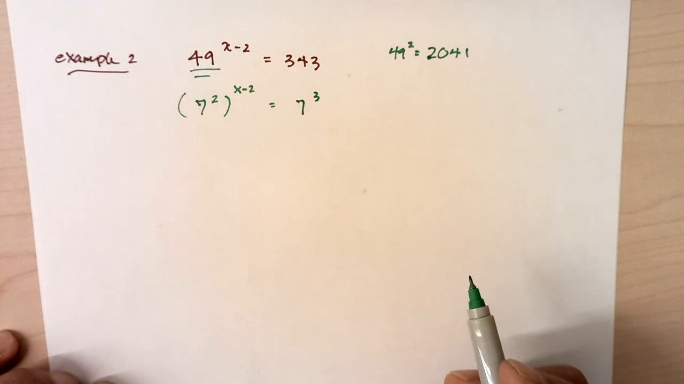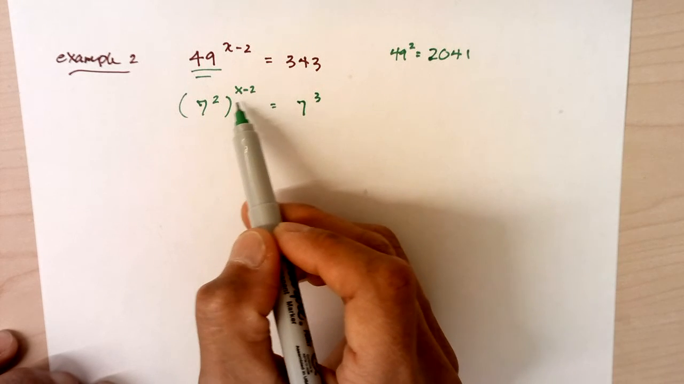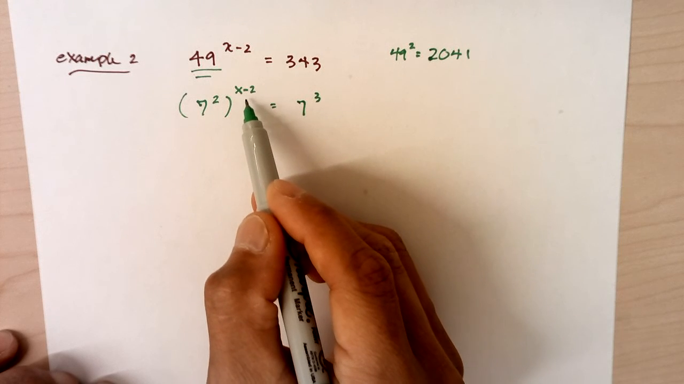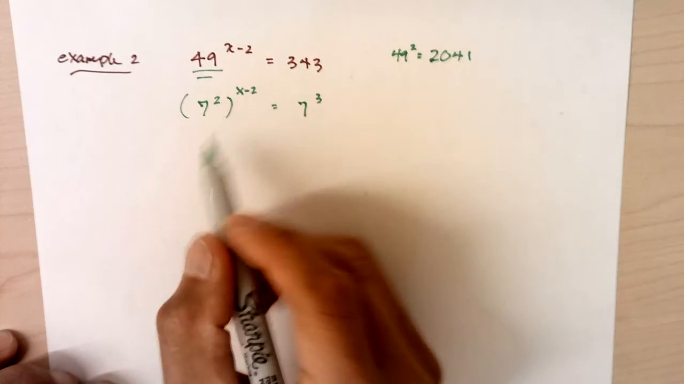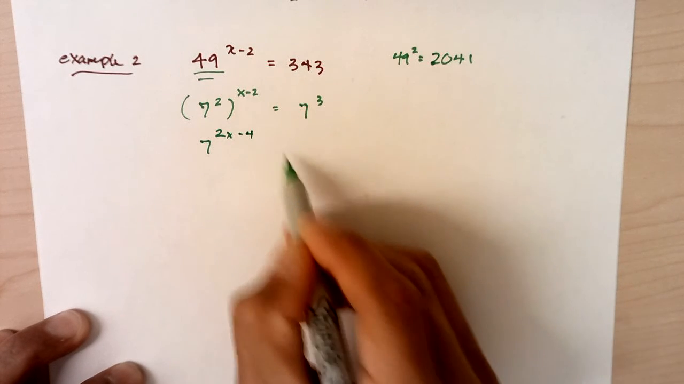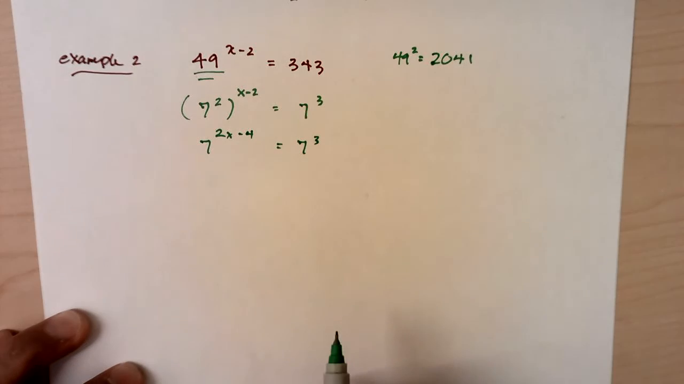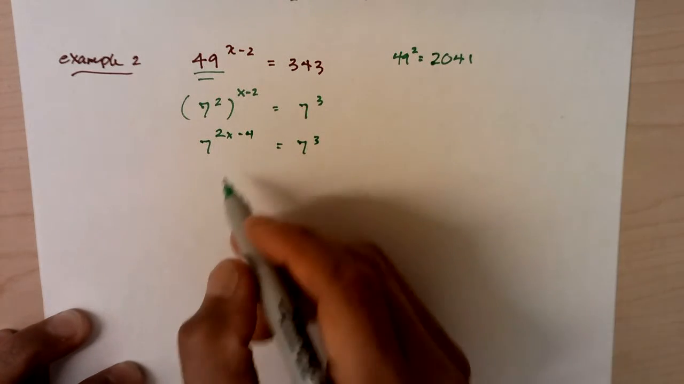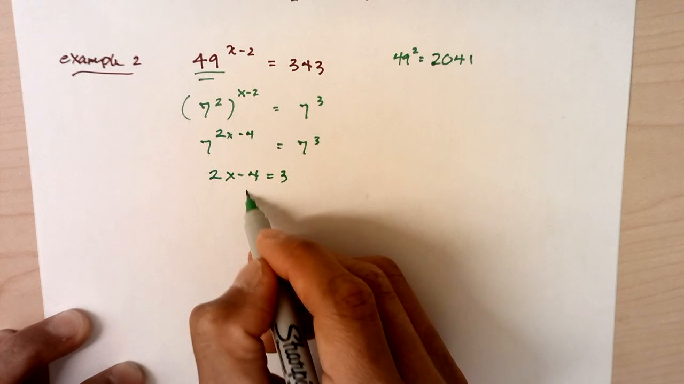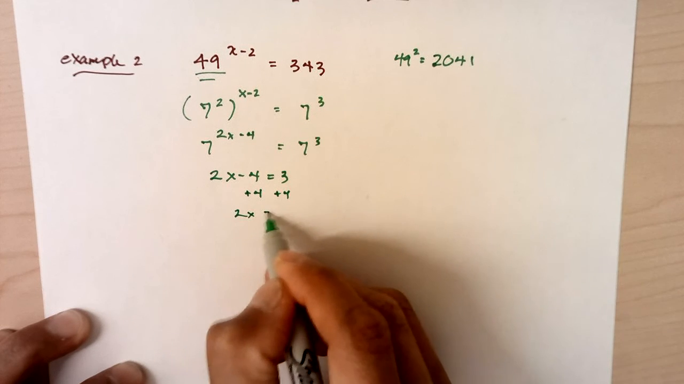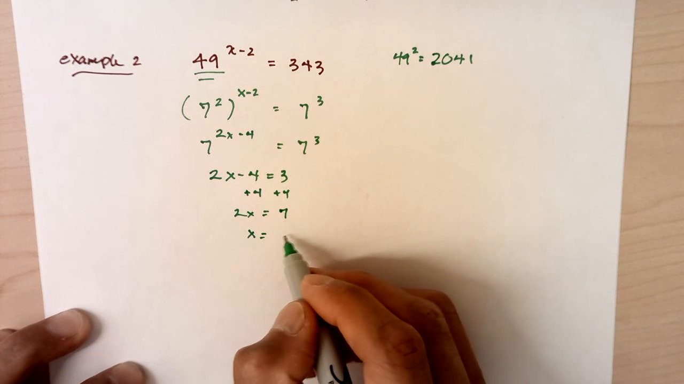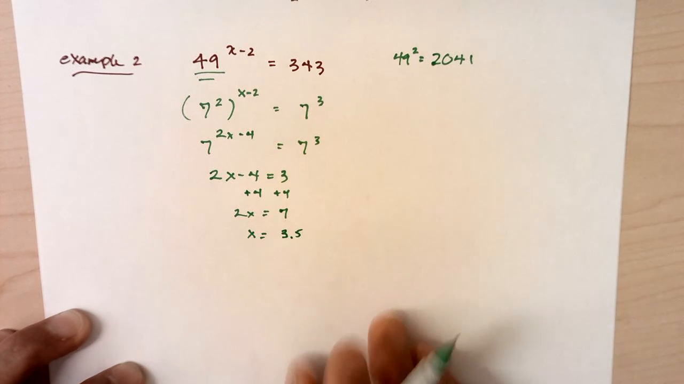Now I have the same base, but on the left side, I need to use the power of a power property for exponents. So I would multiply 2 by the quantity x minus 2. That means distribute. So 7 to the 2 times x is 2x. 2 times negative 2 is negative 4. And that's equal to 7 to the 3rd power. I have this exact same base now, so I could set the exponents equal to each other. 2x minus 4 is equal to 3. And then solve that for the variable. Add 4 to each side. 2x is equal to 4 plus 3, 7. x is equal to, if I divide each side by 2, 7 halves or 3.5.